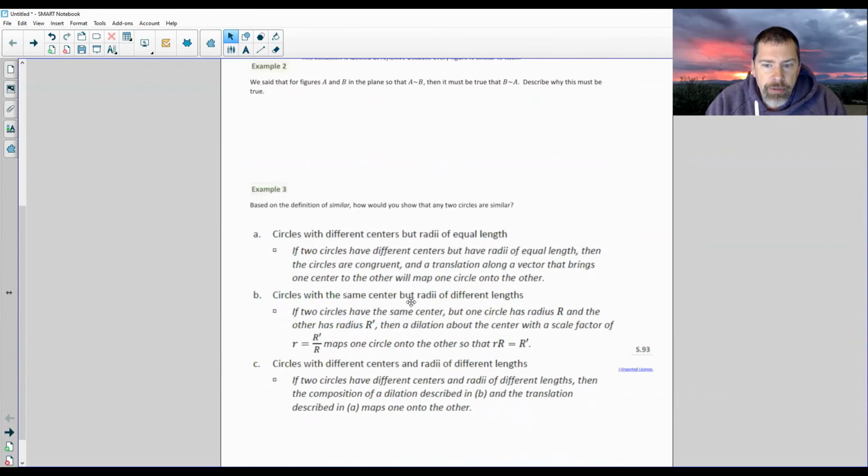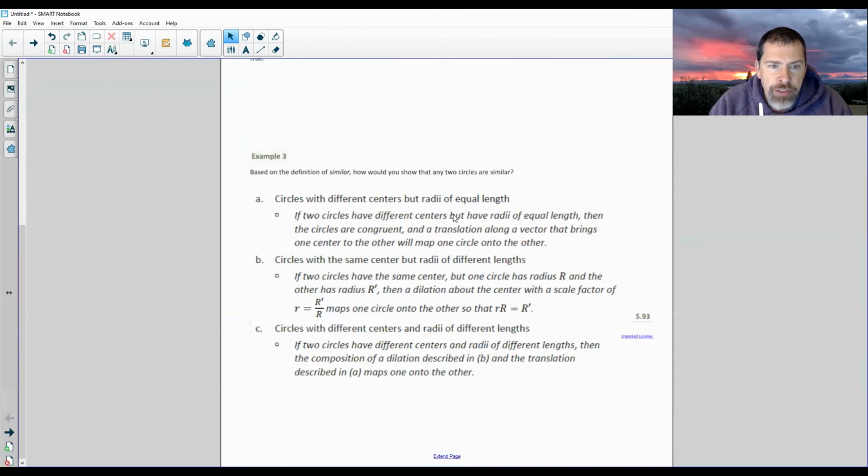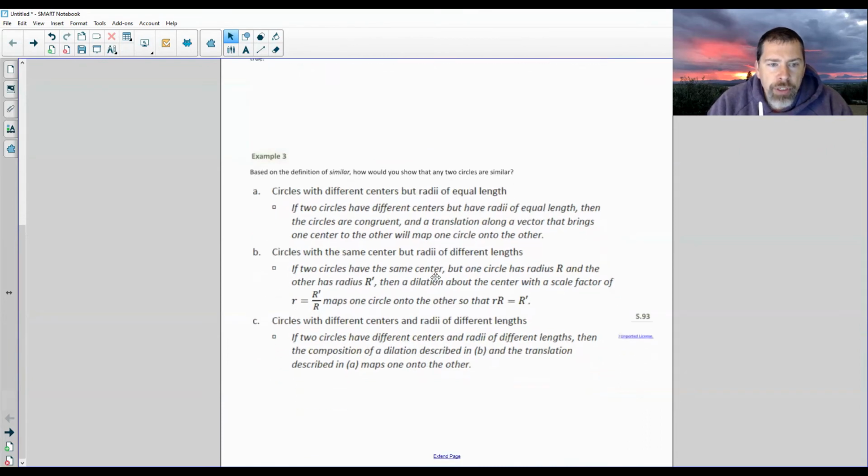There it is. Okay. So based on the definition of similar, example 3 says, how would you show that any two circles are similar? So, a circle with different centers but radii of equal length. If two circles have different centers but have radii of equal length, then the circles are congruent. And a translation along a vector that brings one center to the other will map one circle onto the other.